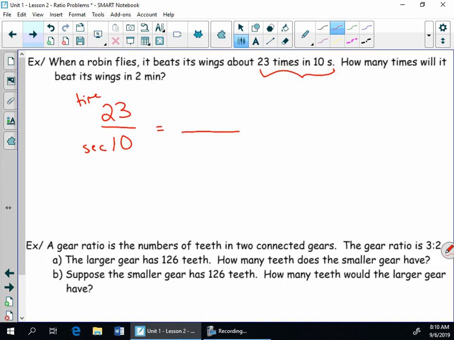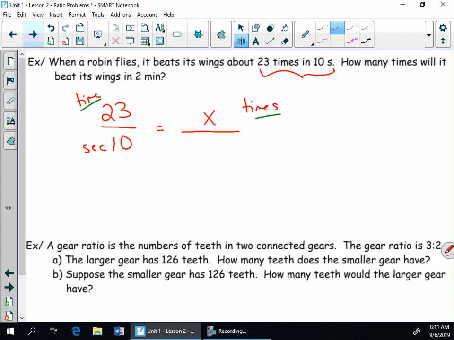Now, something interesting about this one. How many times will it beat its wings in 2 minutes? I don't know how many times. Times are on the top. That's what we said over here, right? So I've got to make them the same ratio. That's the thing I don't know.